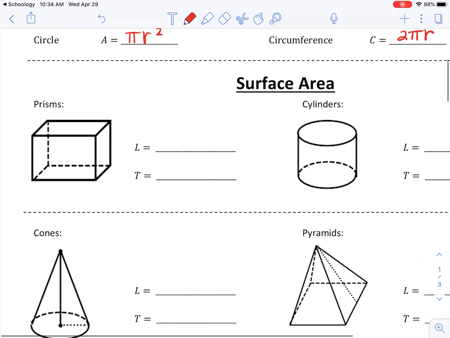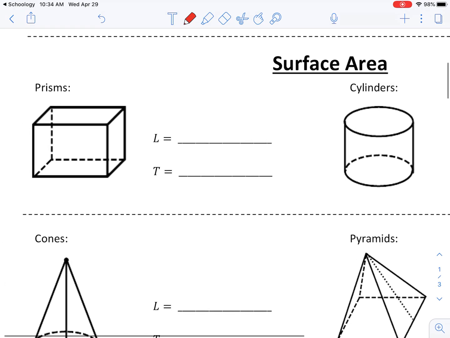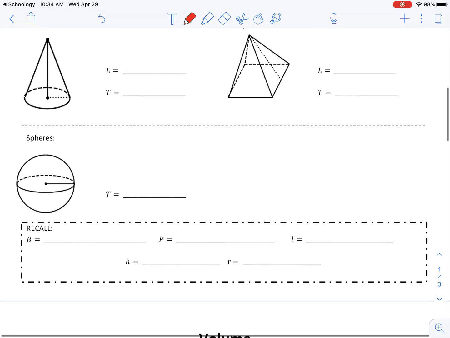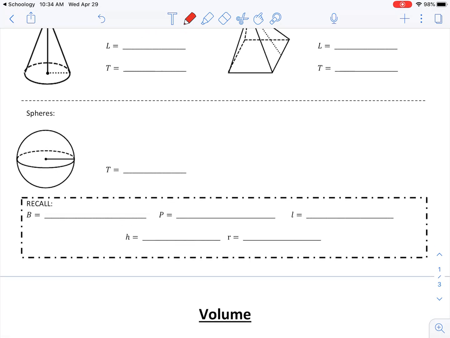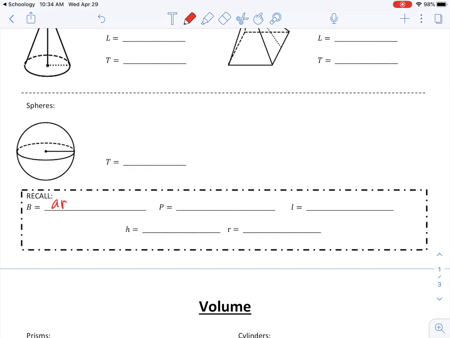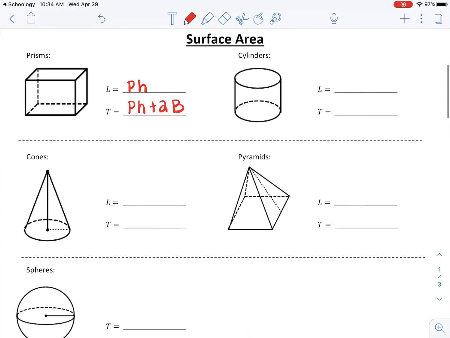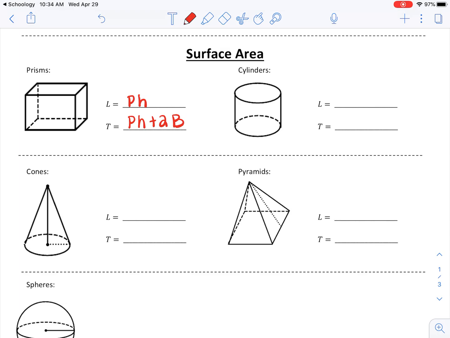Okay, so prisms and cylinders we learned on the last set of notes, so let's just fill these in really quickly. Lateral area of a prism, and there's an example of a rectangular prism, is perimeter times height. And then total surface area is perimeter times height plus 2 times the area of the base. Notice at the bottom I also have what these letters represent, so we make sure that we understand that. B is area of the base. P is perimeter of the base. And then L, H, and R we haven't gotten to yet, so let's not worry about that quite yet.